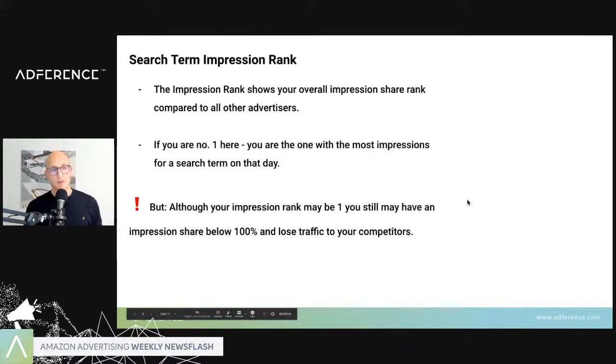And there's also the search term impression rank. The impression rank shows you the overall impression share compared to all other advertisers. So if you're number one here, you are the one with the most impressions for the search term on the day. But it could mean that although you are at rank 1, you still may have an impression share below 100% and you lose traffic to your competitors. So not only focus on the search term impression rank, but I would suggest that you go for the impression share. This is the far better metric, I would say.